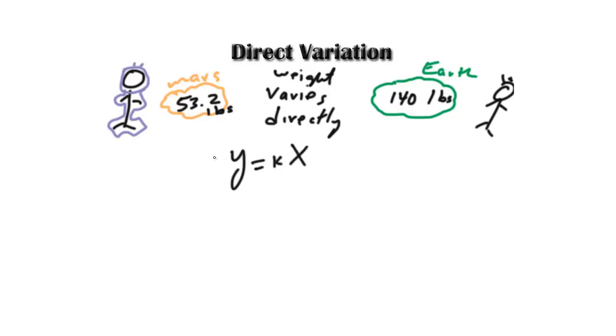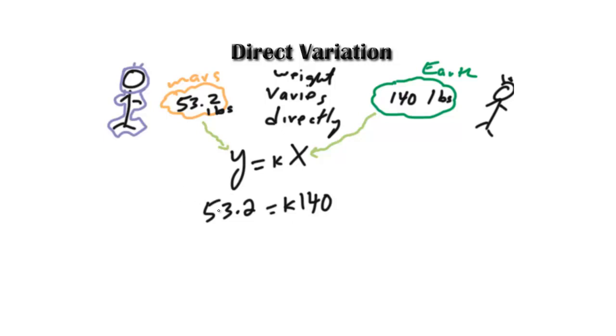Okay, my weight on Mars is 53.2, so this is the y. And my weight on Earth is 140 pounds, so that's my x. Okay, so k we don't know, but we'll find out soon enough. Then this is 140 pounds.